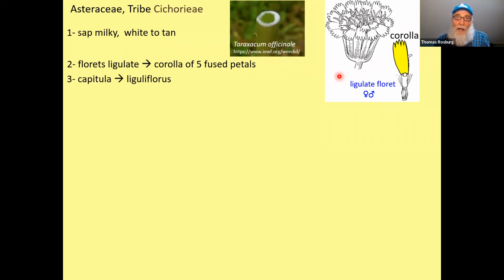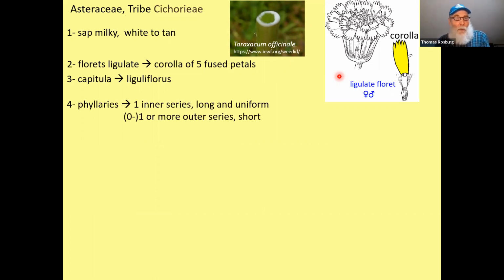Now again, this type of flower is what defines the capitula in this group as well, being a ligulate or liguliflorous type of flower head. Remember, the term capitula is an inflorescence type. It's a term for the way that the flowers are arranged.